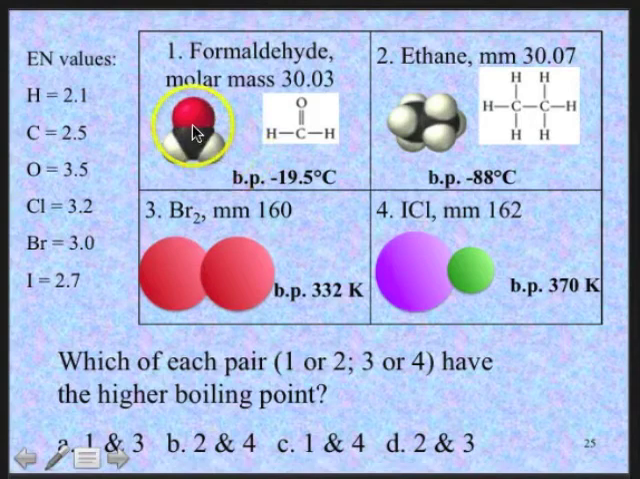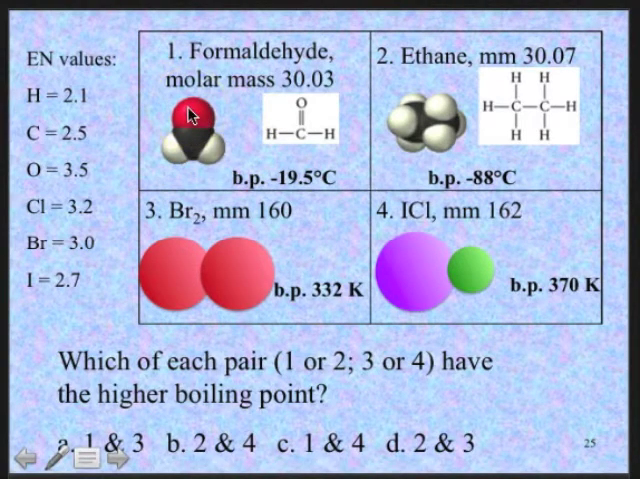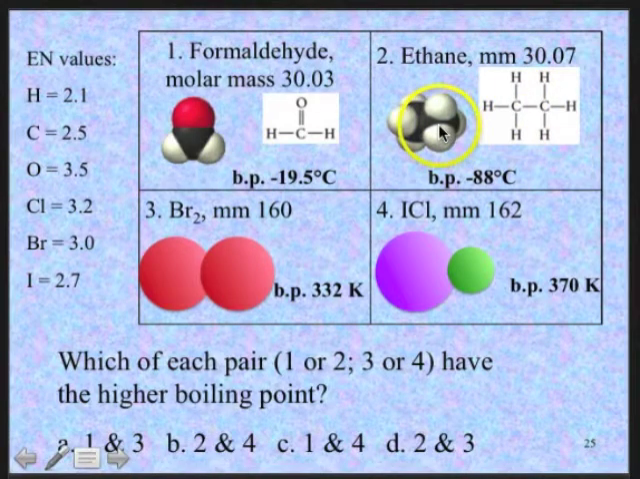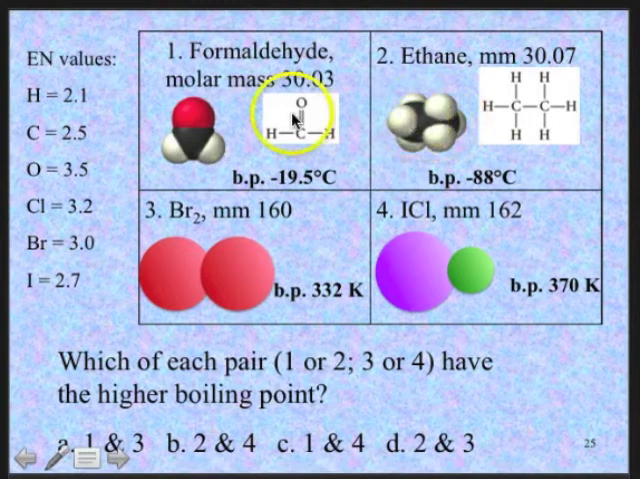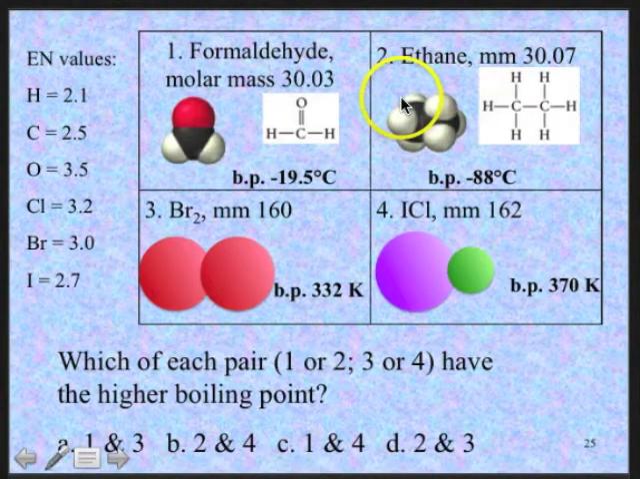Why? Because formaldehyde is a polar molecule. It has this very electronegative oxygen, which draws the electron density towards it. This side of the molecule becomes negative, the bottom side becomes positive, and it can attract other formaldehyde molecules with this dipole-dipole attraction. Ethane, on the other hand, is a nonpolar molecule. The only thing it has going for it is dispersion forces, which are much weaker than dipole-dipole attractions.